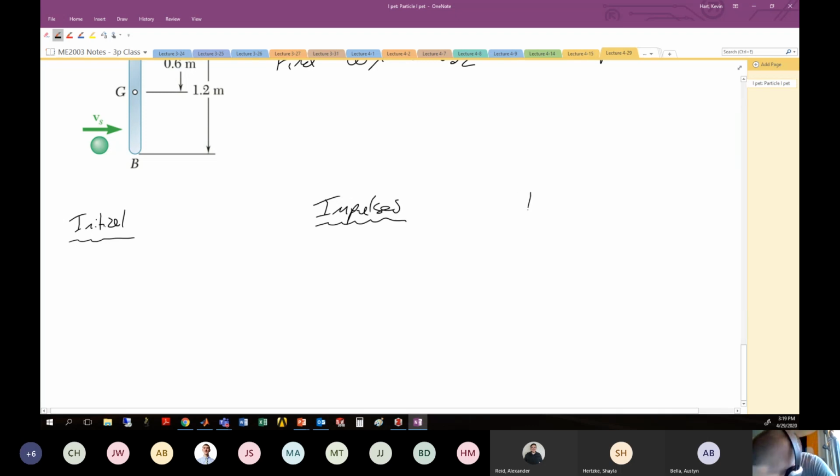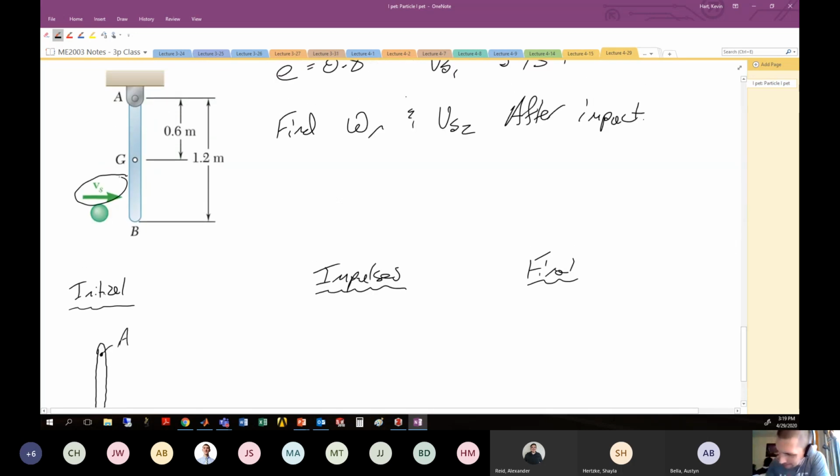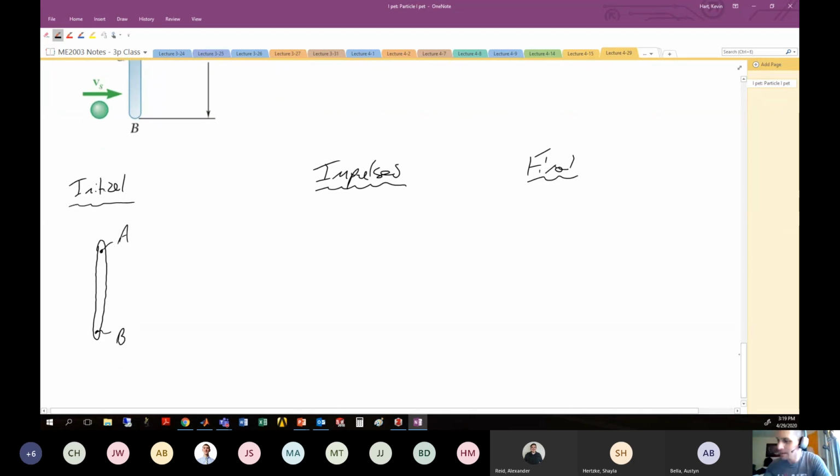And then we have a final condition. So initially, here is our rod. Up here we have point A, and down here we have point B. It looks a little bit weird in this figure. It looks like the velocity is hitting some random point up here, but we're supposed to assume that this velocity is impinging on the bottom of the rod at point B. I don't think they did a very good job with this figure.